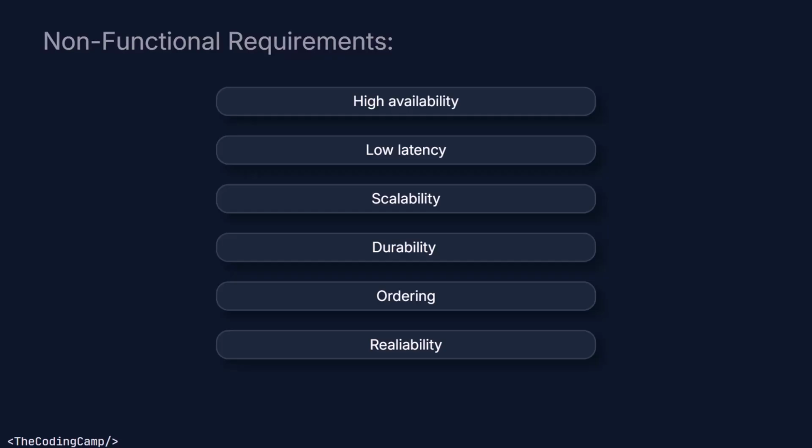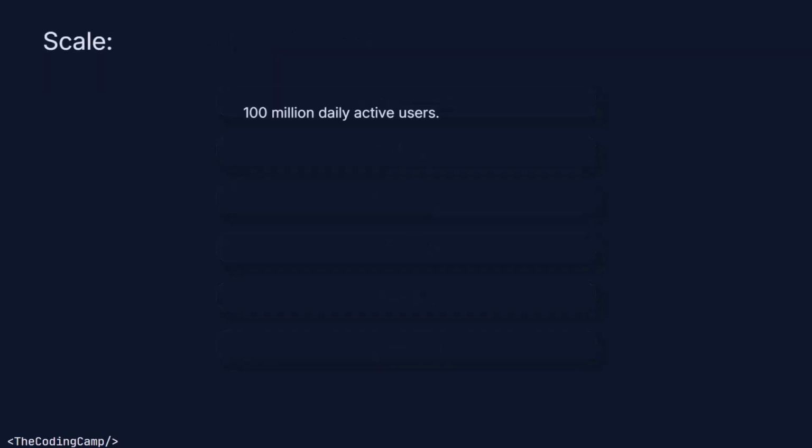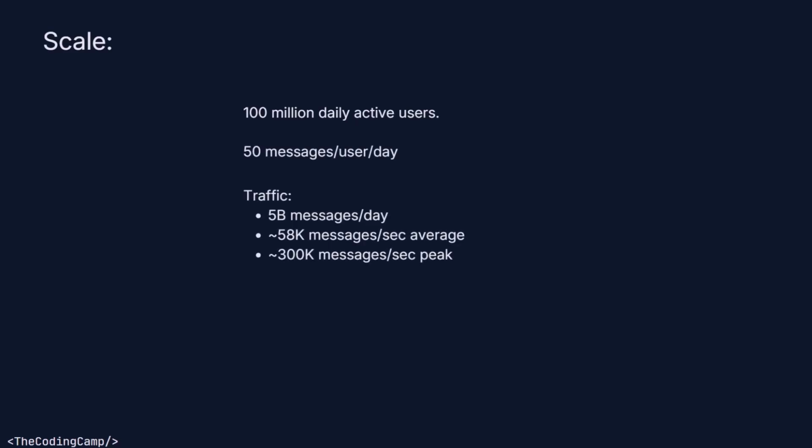Now, I'll estimate the scale. Let's assume 100 million daily active users and 50 messages per user per day. That gives 5 billion messages per day and around 58k messages per second on average. Peak traffic could be 5 to 10x higher. So roughly 300k messages per second at peak.